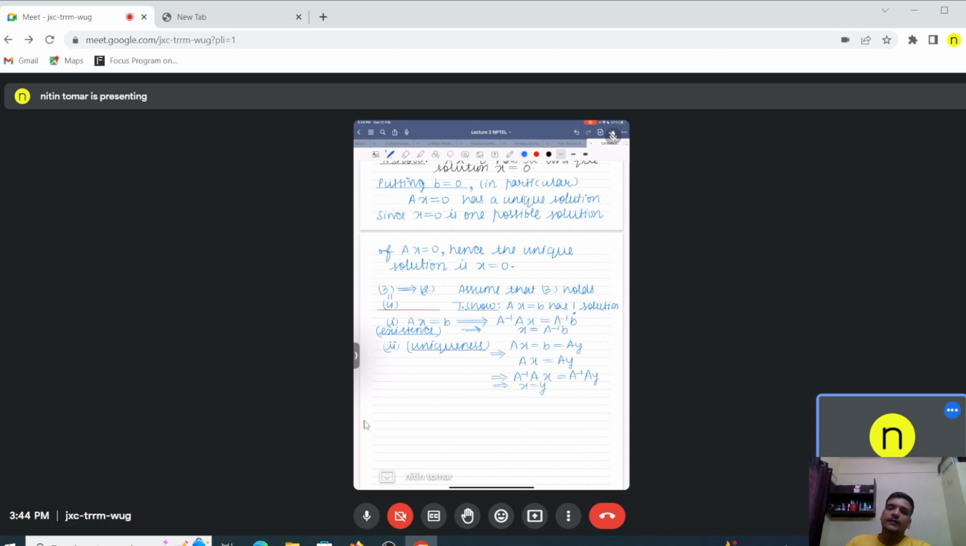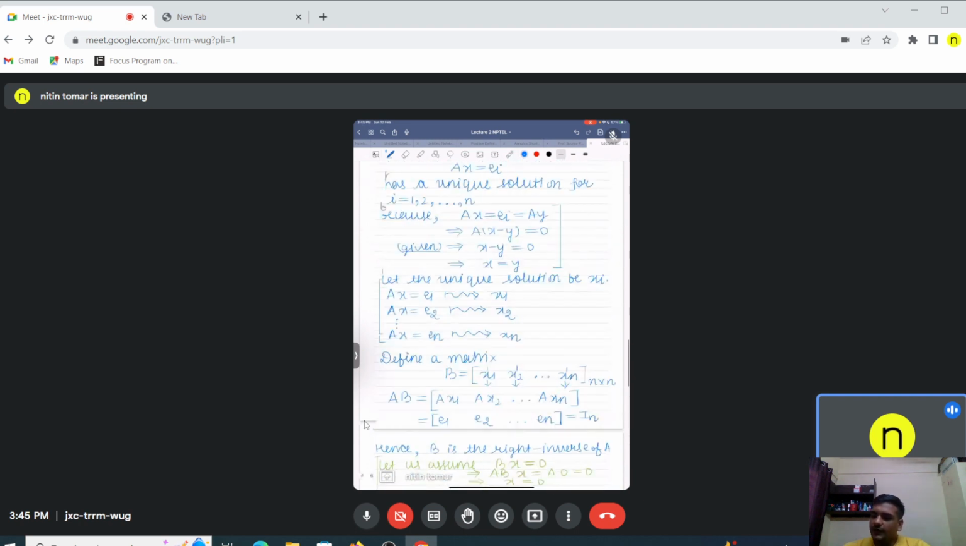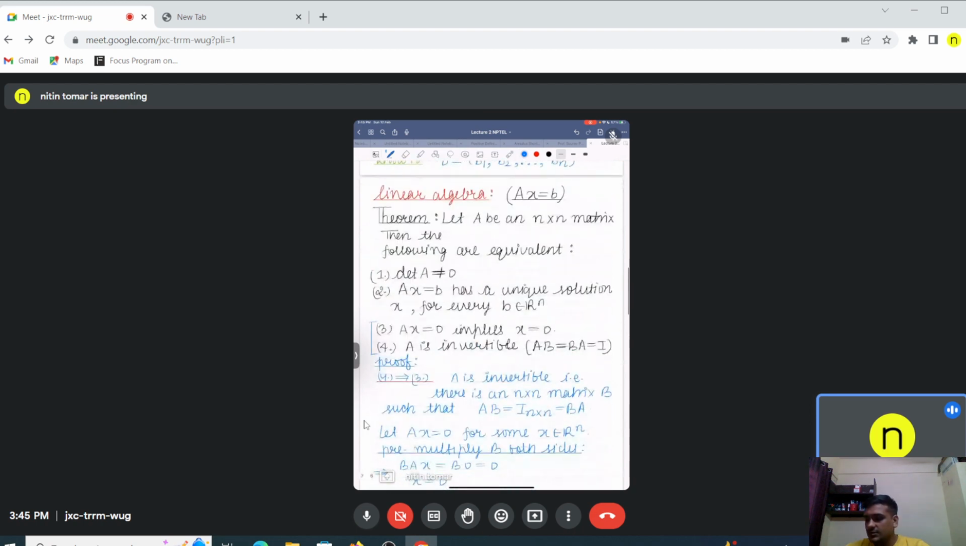So up until now, what do we have? This proof is easy but long. I hope you are getting the proof. So up until now we have proved that 2, 3 and 4 are equivalent. Correct? Now we have to prove determinant of A is non-zero if and only if 2 or 3 or 4. The remaining three statements are equivalent to 1.